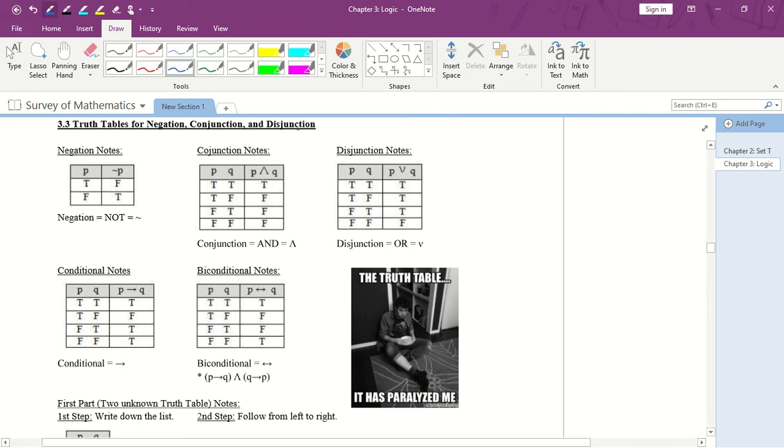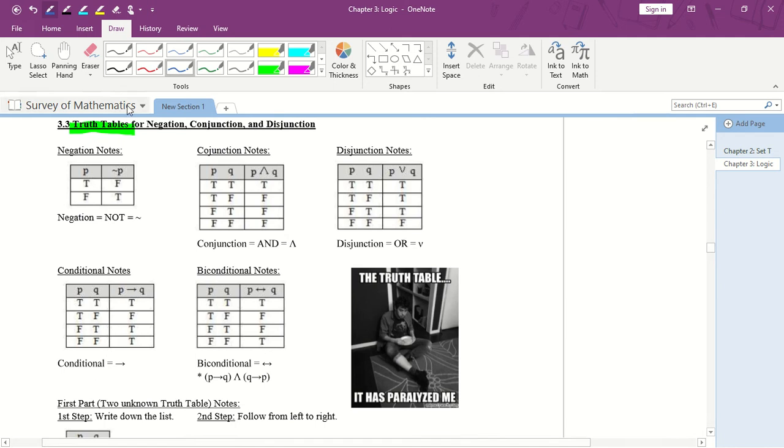And now, let's continue to talk about 3.3. Today, we'll be focusing on truth tables. So, what is a truth table? Truth tables are basically just listing down all the possibilities.